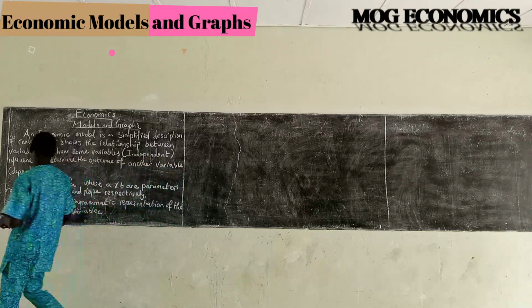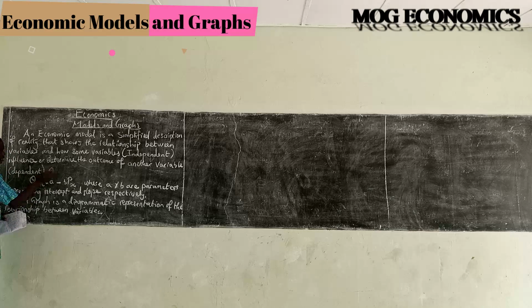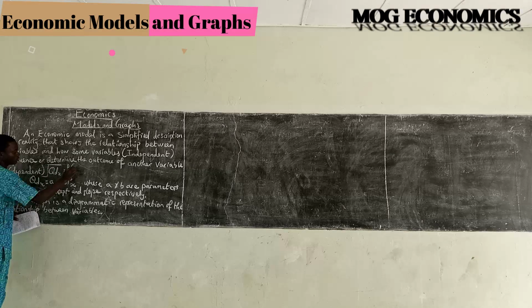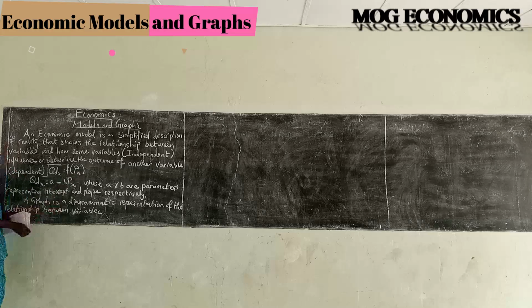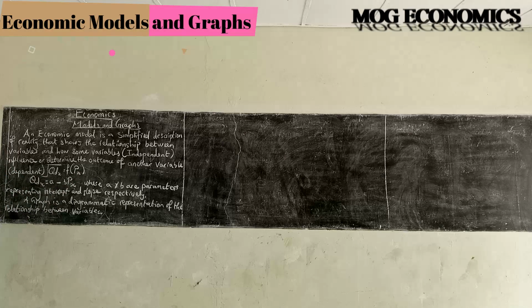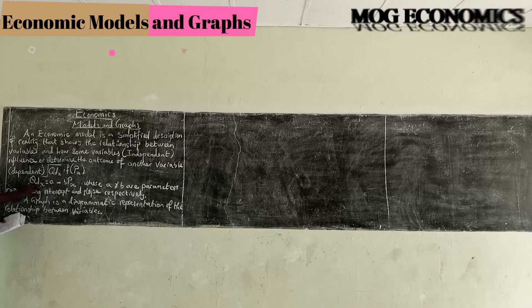Let me just start from there. So we are saying that Qdx is a function of the price of the product. So we are saying that the quantity demanded of X is a function of its price. Expanding that, we then have Qdx equals A minus BPx.